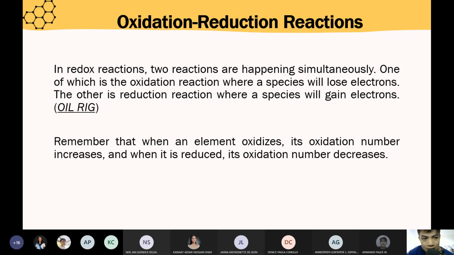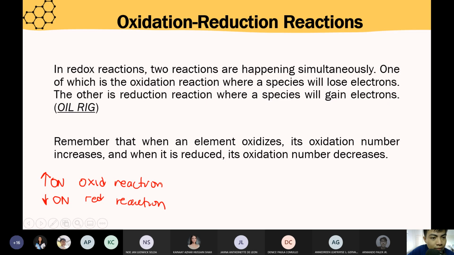So, as I said kanina, okay? Sabi ko, when the oxidation number increases, okay? So, alam nyo na kung paano kunin yung oxidation number. The charge of the atom increases, meaning it undergoes oxidation reaction. While when the atom lowers down its oxidation number, meaning it underwent a reduction reaction.